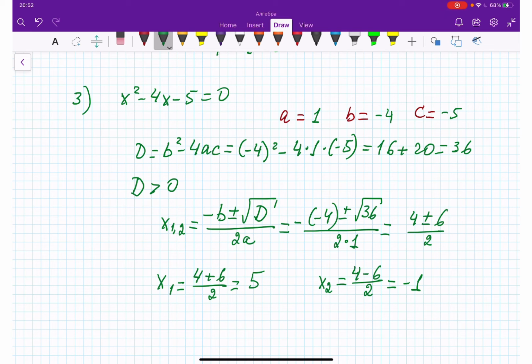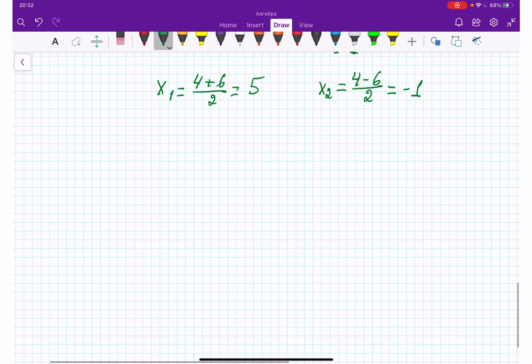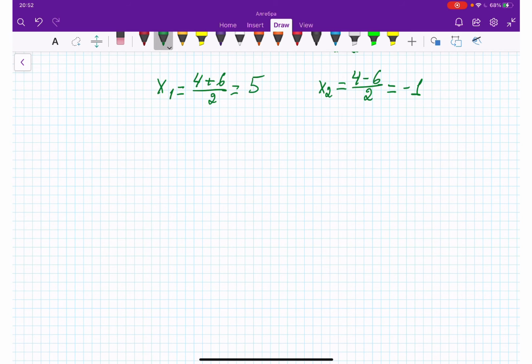Okay, now let's solve more advanced equations. Okay, so we have, let me write it down here.